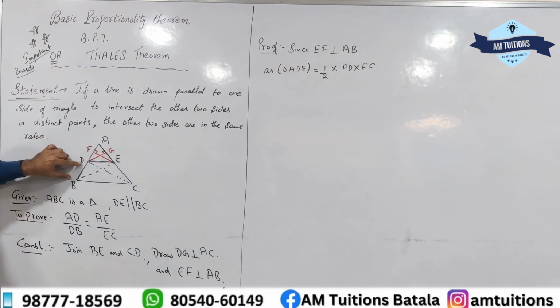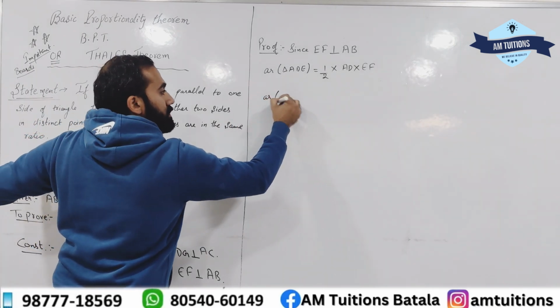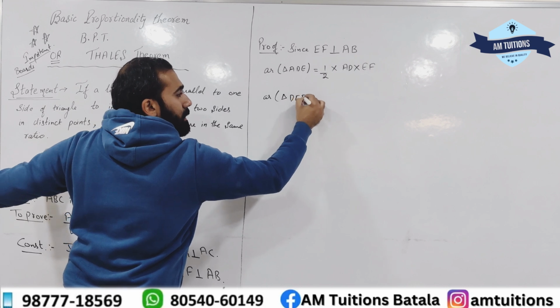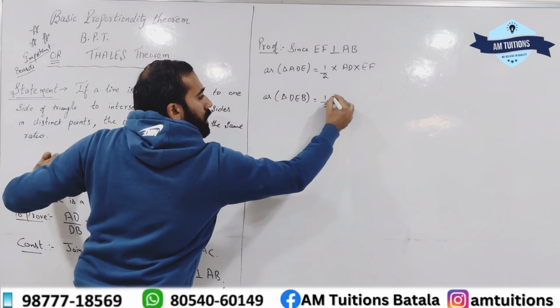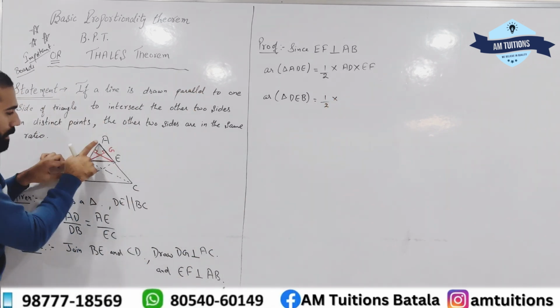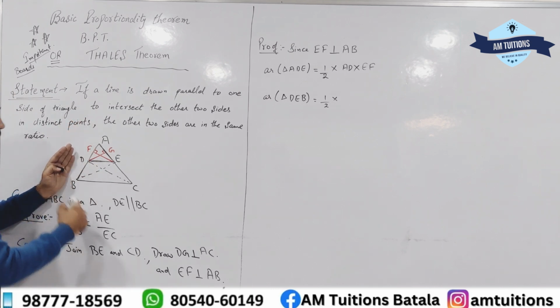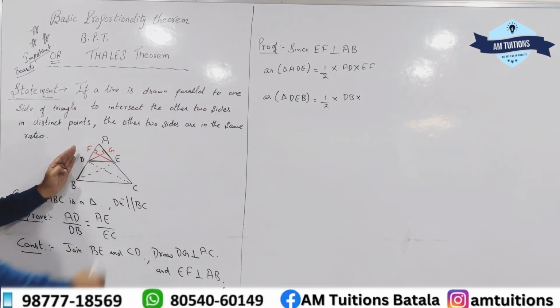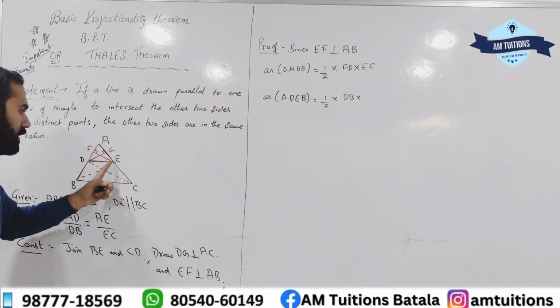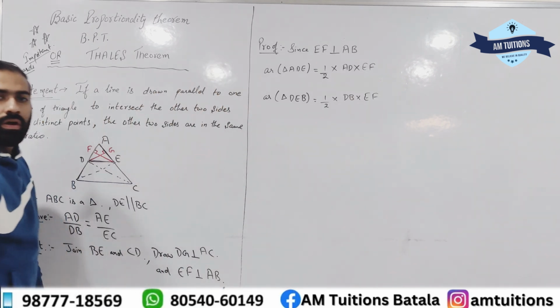Now take another triangle, the lower triangle, we will take DEB. Triangle DEB, that is again formula is same, half into base into height, so half, if in this triangle the base was AD, now the base is DB, and perpendicular will remain same, EF, that is perpendicular will remain same, EF, clear?